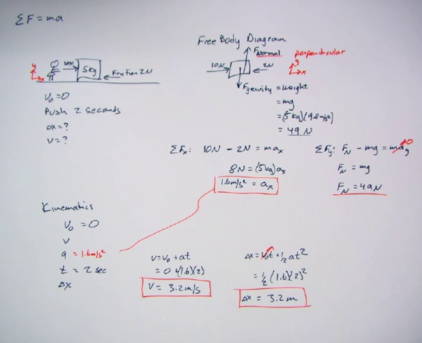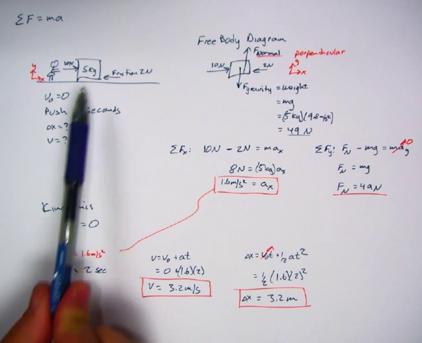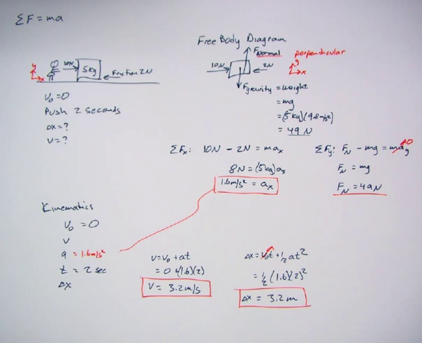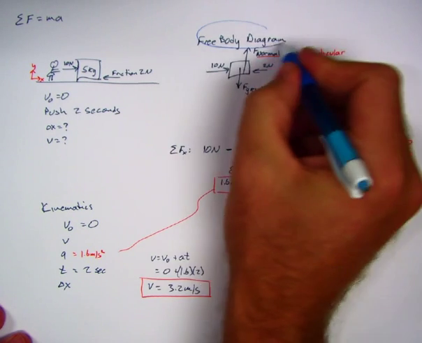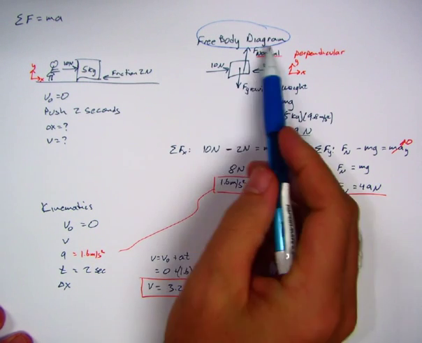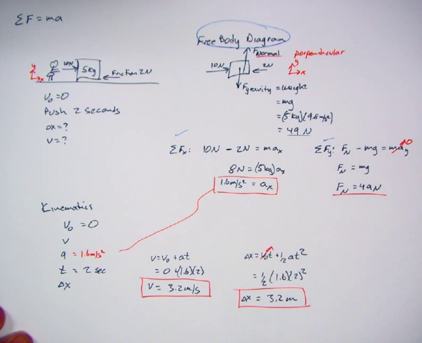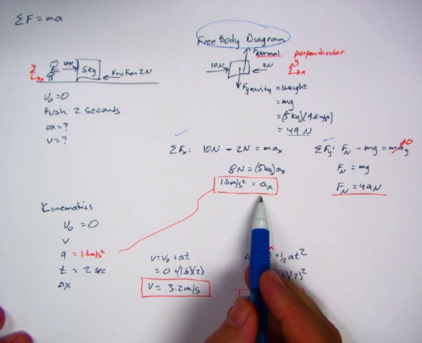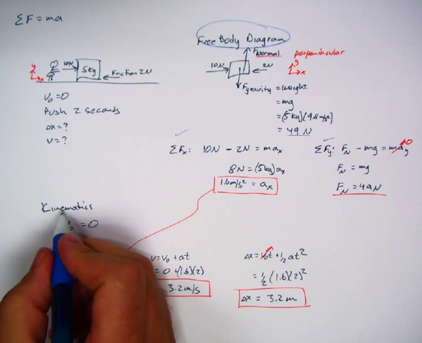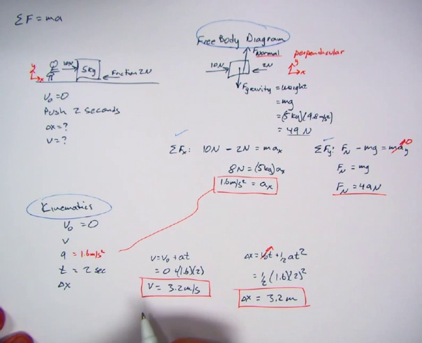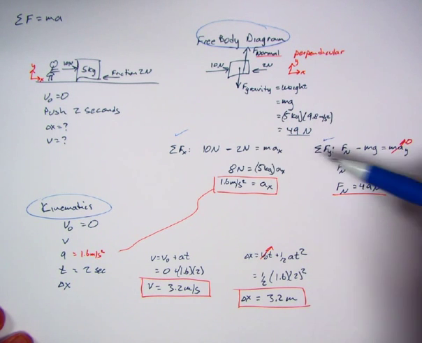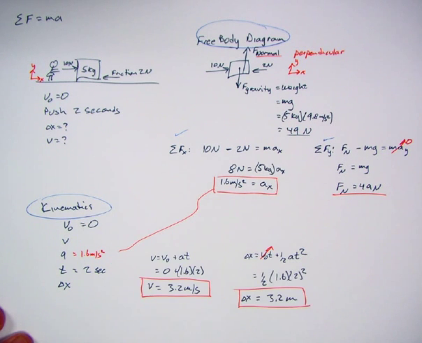So that's a simple problem showing how to look at the problem: start with a free body diagram, identify all the forces, apply Newton's law in the x and in the y direction, find our accelerations, and then we go over to our kinematics problem. So 3 steps in there, right? Free body diagram, apply Newton's laws, go back to kinematics in this case.